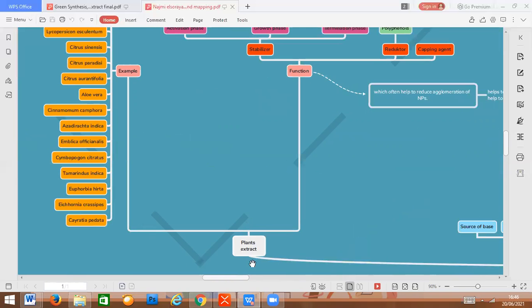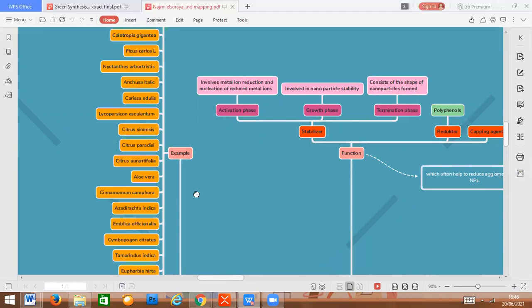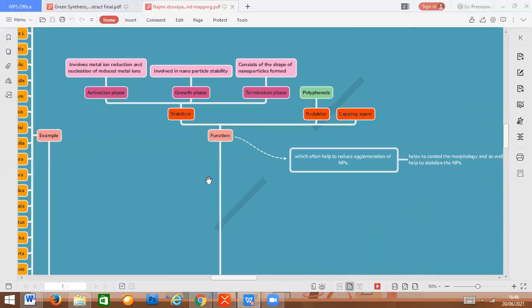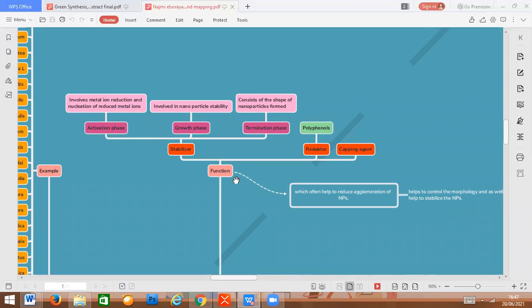Okay, this is the plant extract. Plant extract has so many examples that I cannot explain one by one. And the function of plant extract is stabilizer, reductor, and capping agent. This is the stabilizer. Activation phase, growth phase, termination phase.